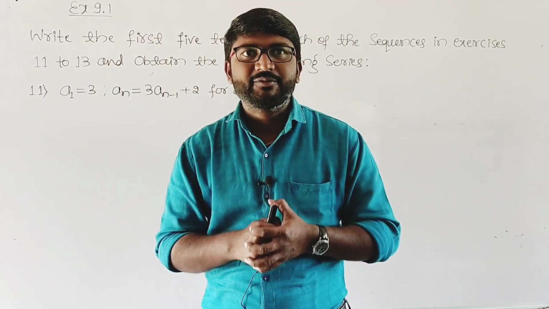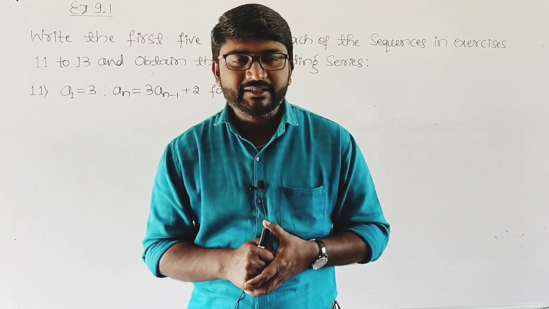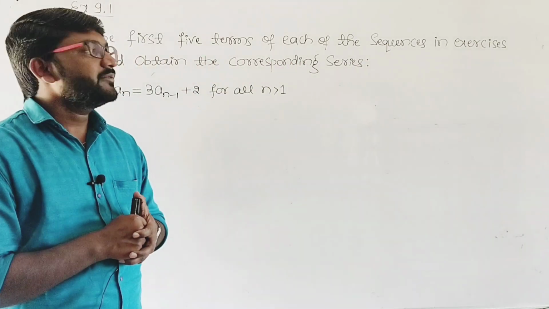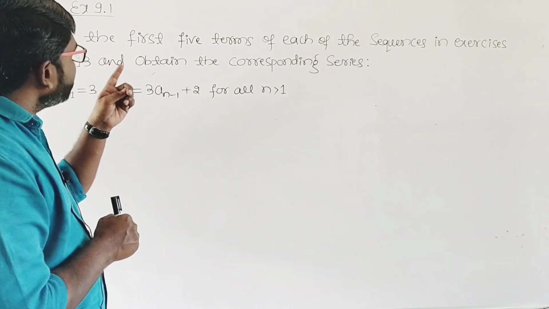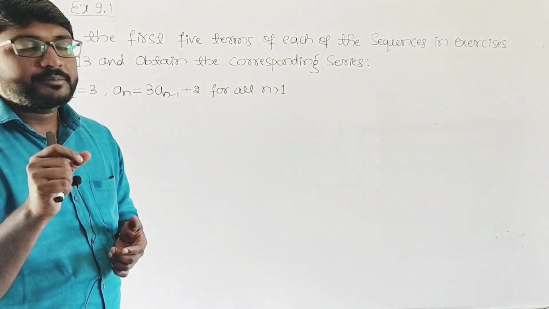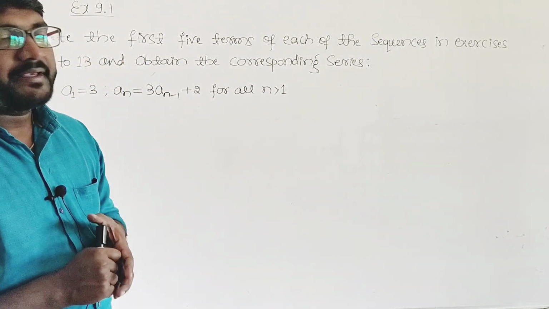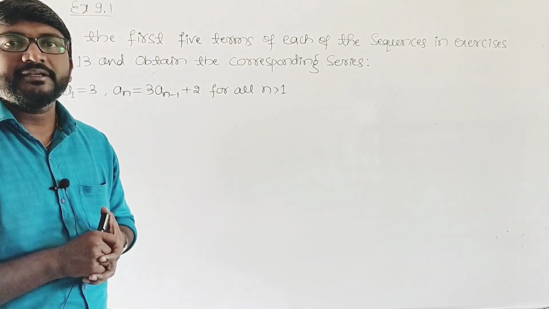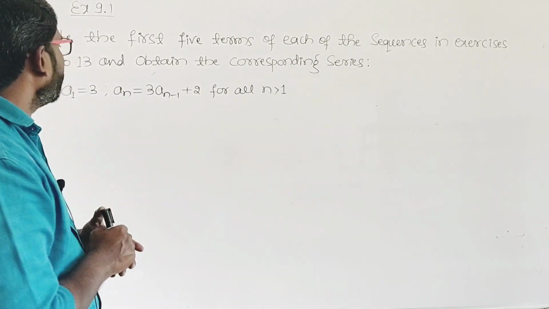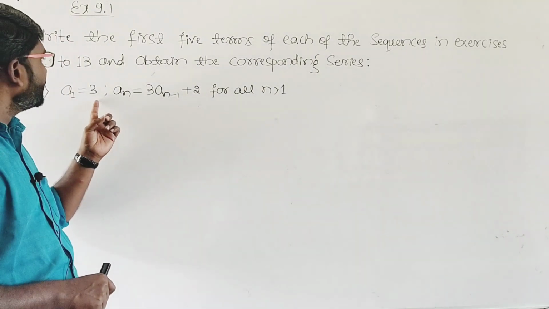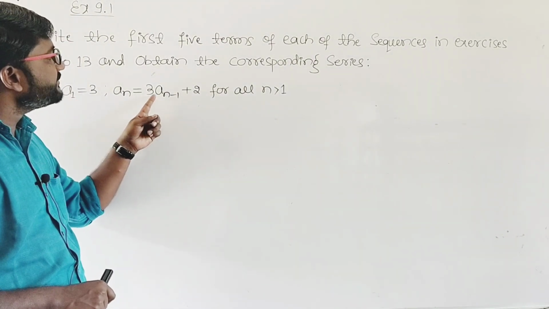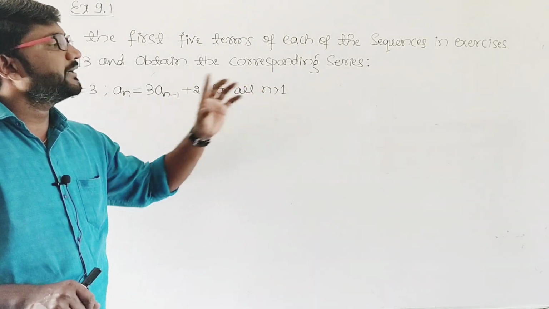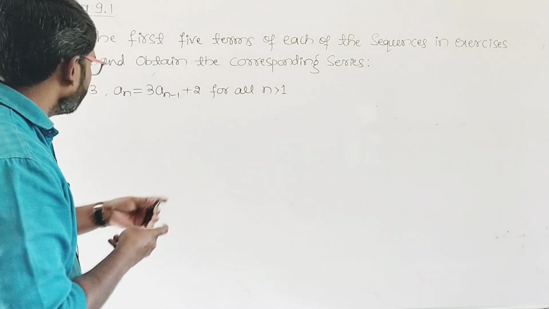So in the last class we have started with exercise 9.1 and we have solved up to the 10th problem. So let us continue with the next main question. Write the first 5 terms of each of the sequences in exercises 11 to 13 and obtain the corresponding series. So here the 11th one, he has given a1 equal to 3 and an equal to 3 times an minus 1 plus 2 for all n greater than 1. So let us solve this.